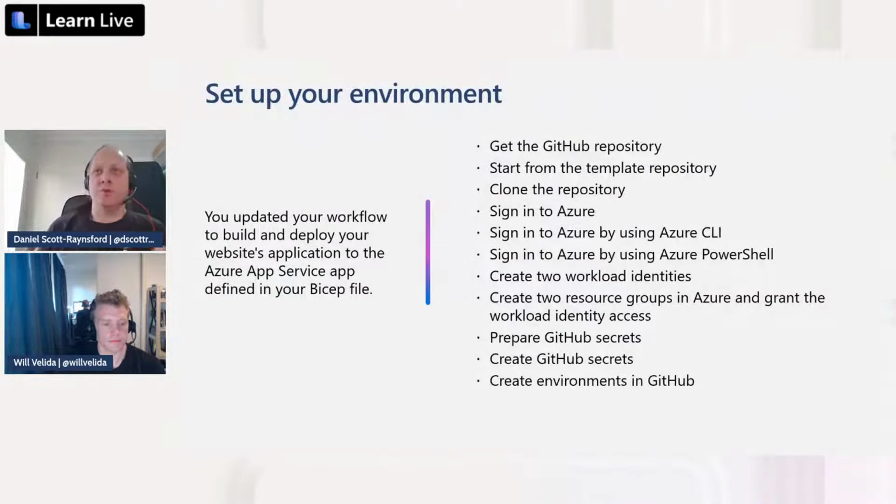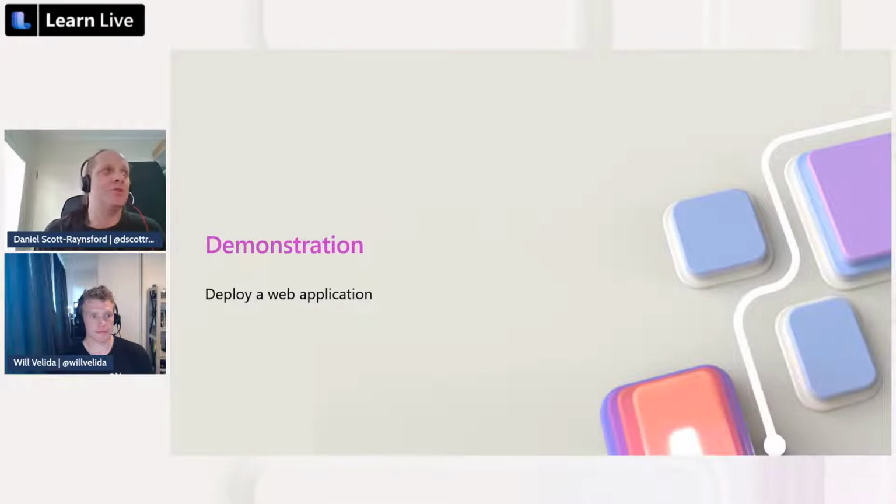During this process, we went through setting up the environment and cloning the template. We went through creating a workload identity. We produced the resource groups. We prepared the GitHub secrets and the environment in GitHub. We got everything set up to really make our end-to-end workflow. The thing we did observe, of course, is that although our workflow is set up, we haven't completed it yet, which is what Will is now going to do. He's going to take us through deploying a web application. So take it away, Will.